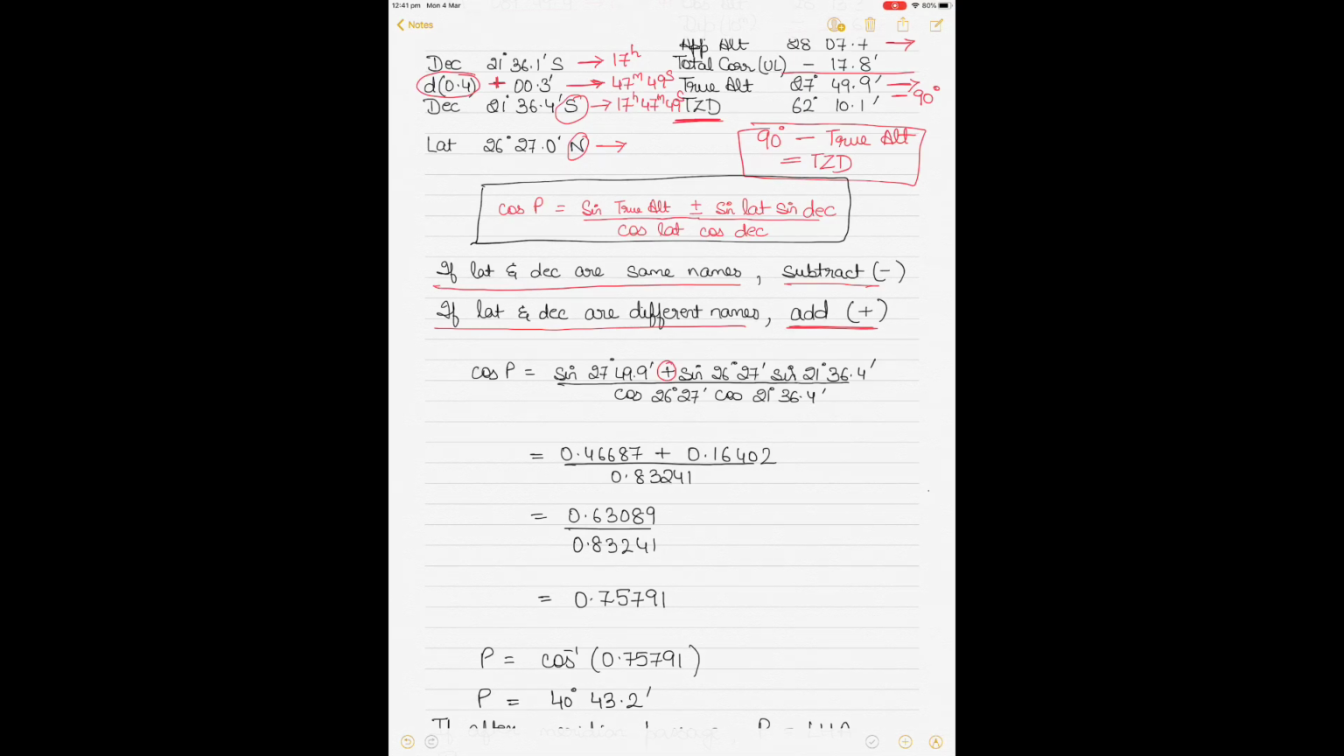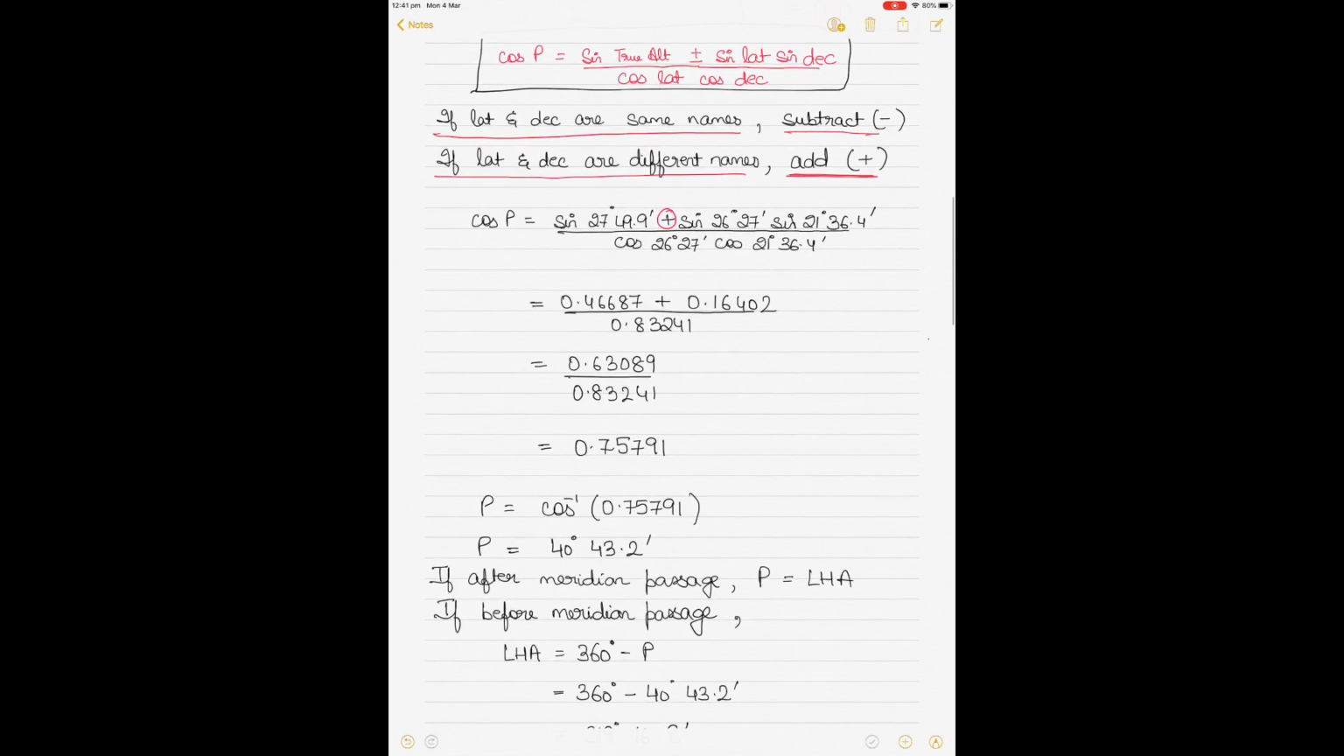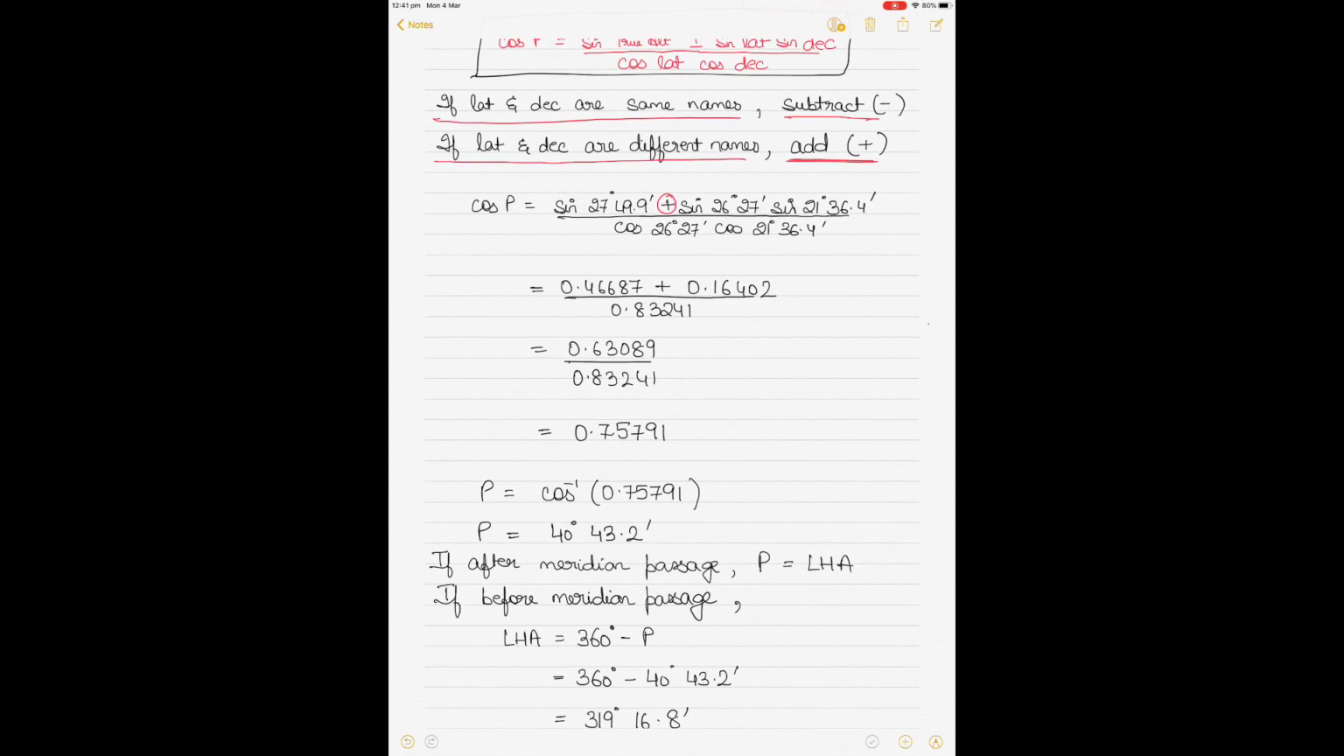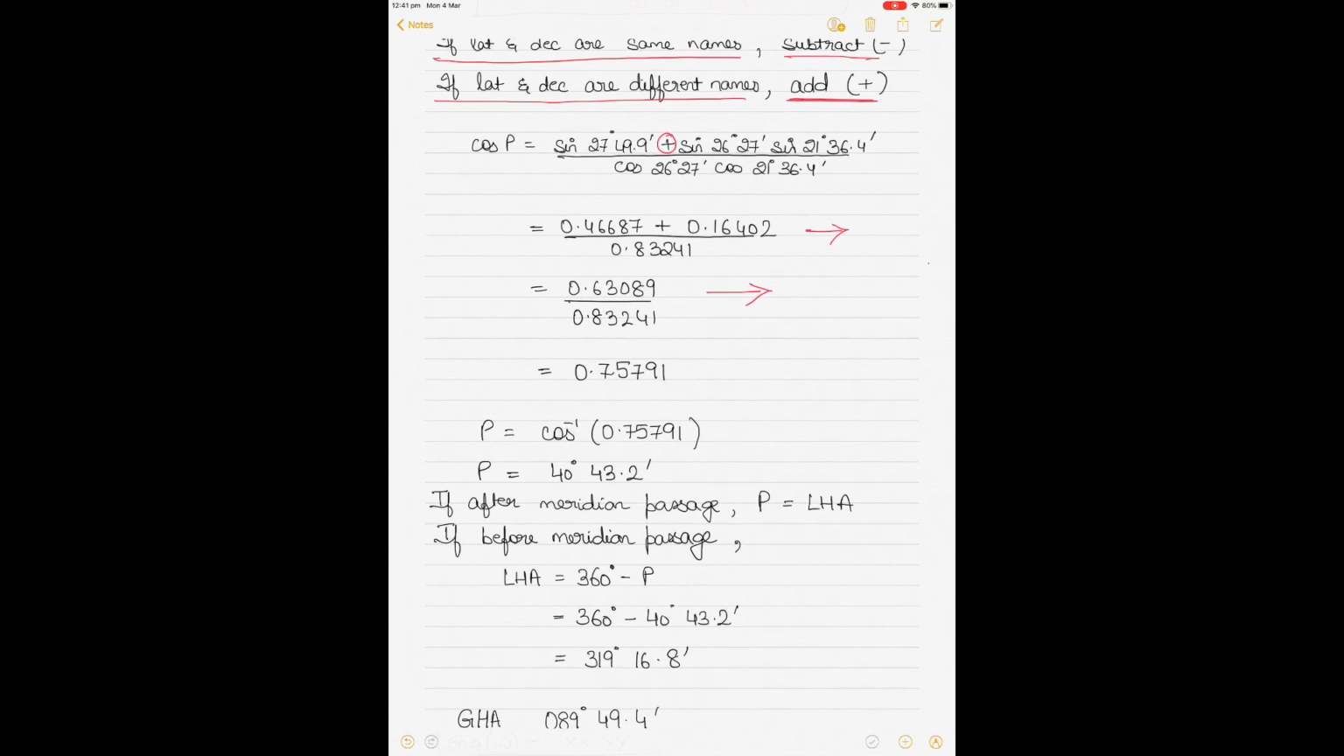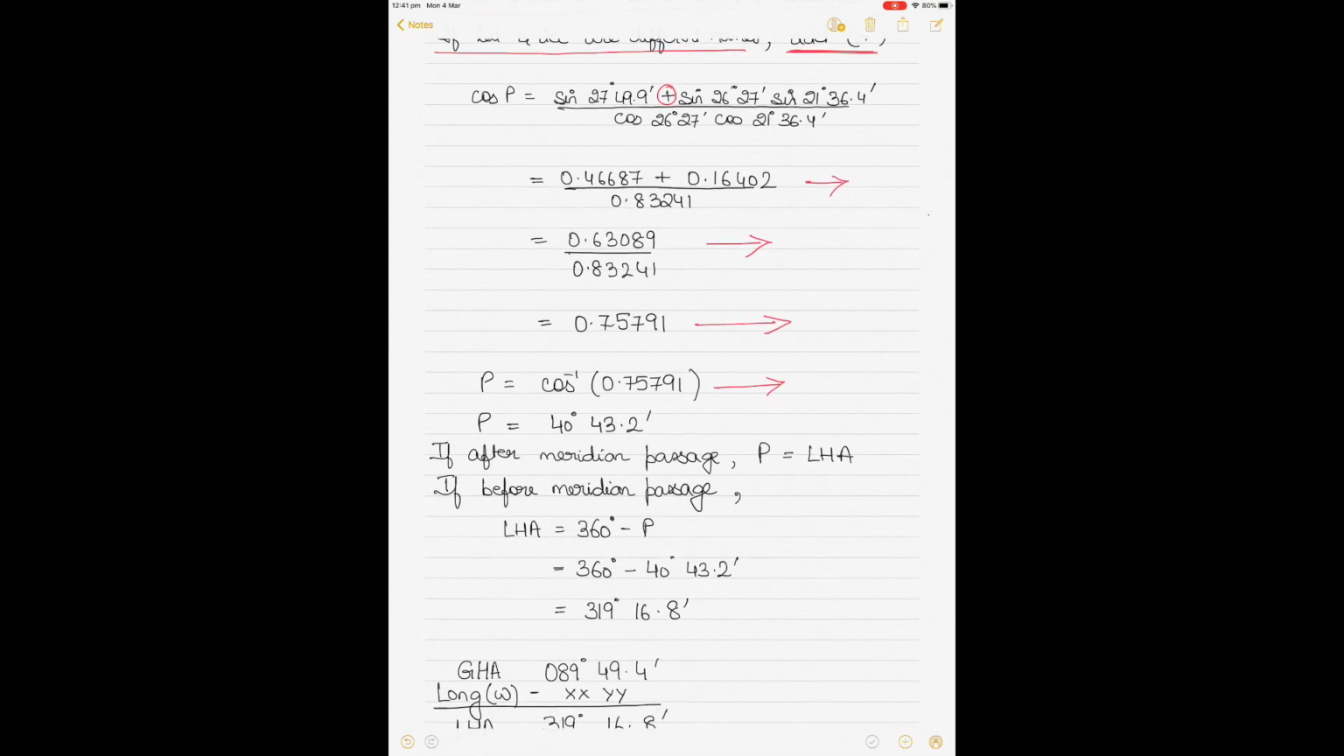Put in the values of the true altitude, latitude and declination. I have calculated the values in the calculator. I have restricted to 5 decimal places, which gives us reasonable accuracy. You can take more if you want, but 5 is reasonable. Don't keep 2, it's too less. Then you can follow the values here. If you're not getting these values, make sure you check your values. I've checked them a few times, so I know I'm correct. Then do a cos inverse of what you get, and what you will get is P as 40 degrees 43.2 minutes.